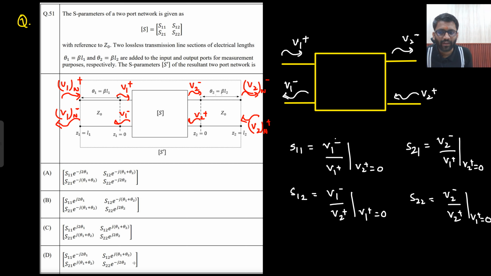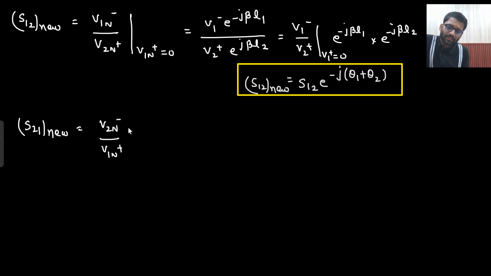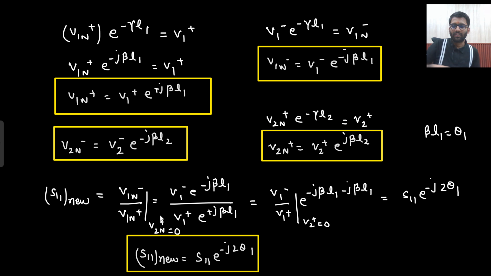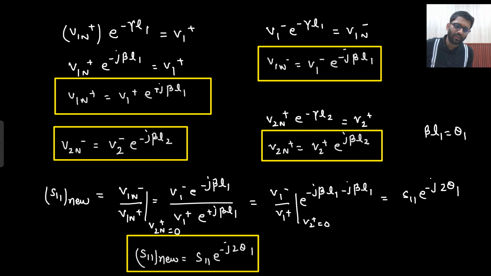So in the same manner you can find out other things as well. Shall I need to do it? Since this is a recorded video, so I have to do it. If it was offline class, then I did not need to do it, right? So V2 n minus upon V1 n plus when V2 n plus is equals to 0. So what that would be equals to, what is V2 n minus? V2 n minus is equals to V2 minus e to the power minus j beta L2, right?